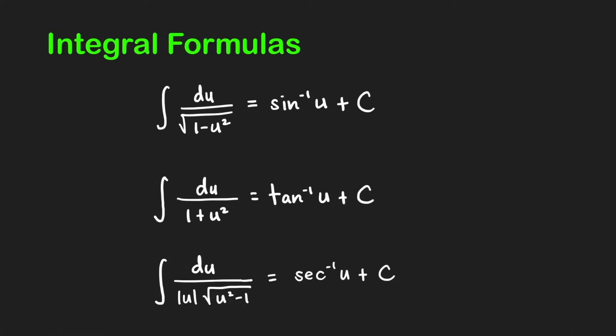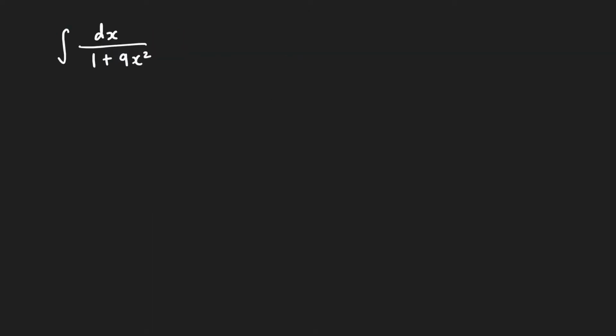So we have integral of du over square root of 1 minus u squared is equal to arcsine u plus c. Integral of du over 1 plus u squared is equal to tangent inverse u plus c. And then integral of du over absolute value of u times square root of u squared minus 1 is equal to secant inverse u plus c. Let us now evaluate those integrals.